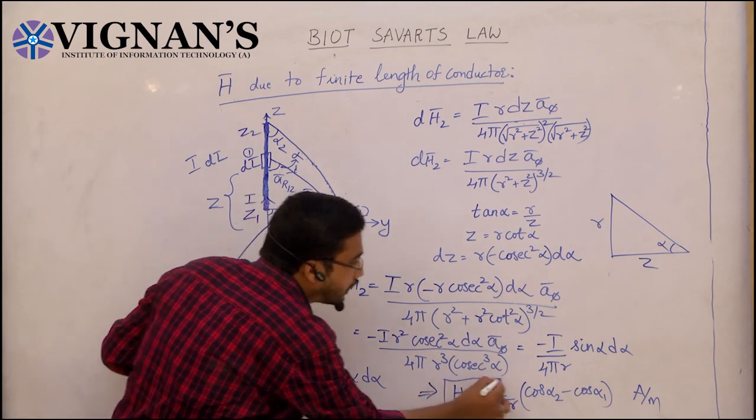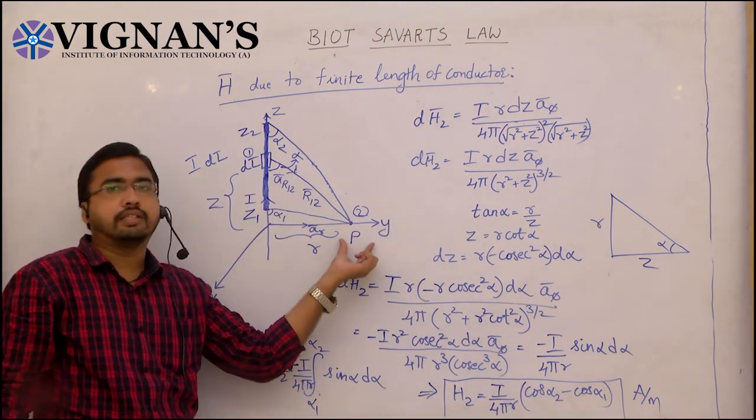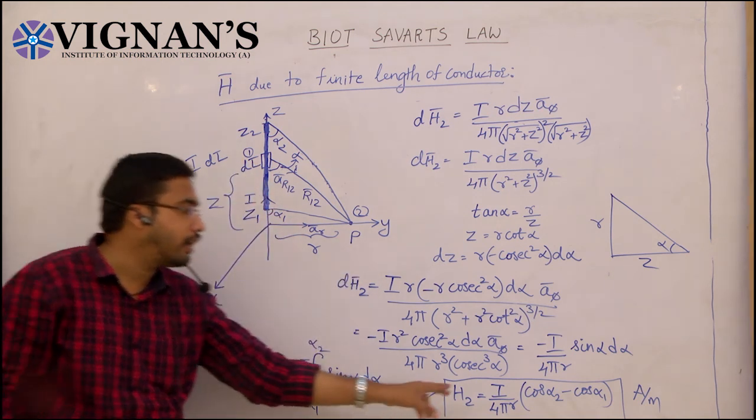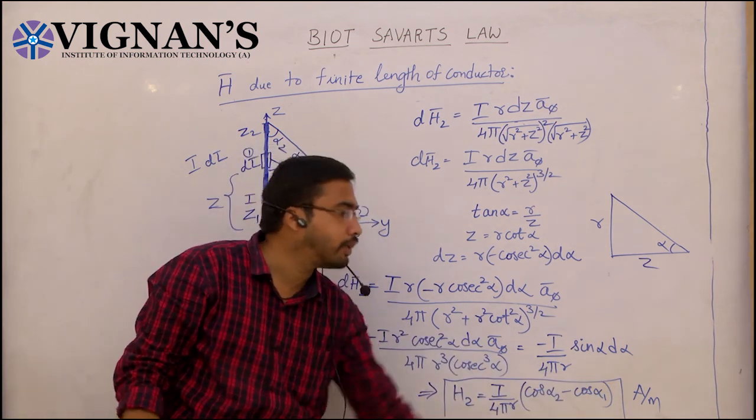This formula is very important. The magnetic field intensity H at this point P due to a finite length of conductor is I by 4 pi R cos alpha 2 minus cos alpha 1 ampere per meter.